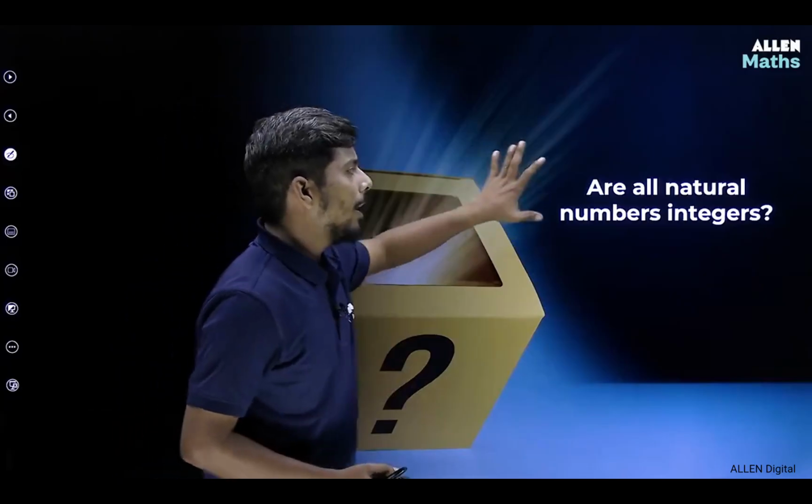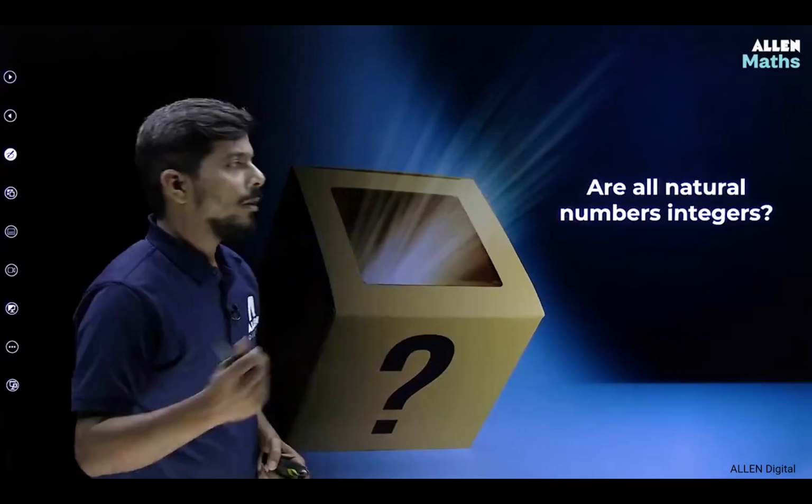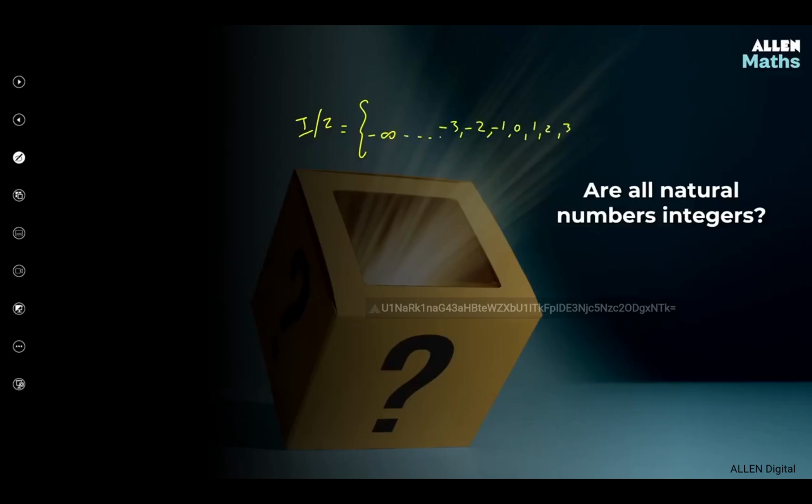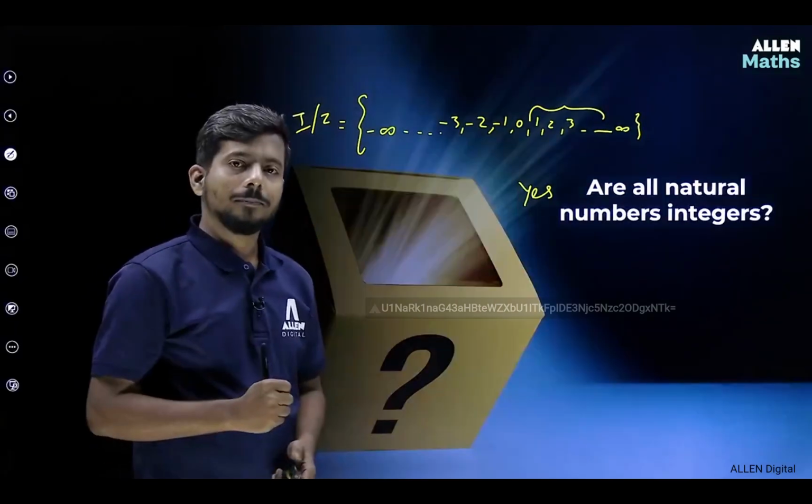Now, are all natural numbers integers? So, the group of integers is denoted with capital I or Z. Here we have negative infinity, -3, -2, -1, 0, 1, 2, 3 and up to positive infinity. Now, natural numbers: do we have the natural number group in the integers? Yes, we do. That starts from 1. So, it will be yes. Yes, all natural numbers are integers.